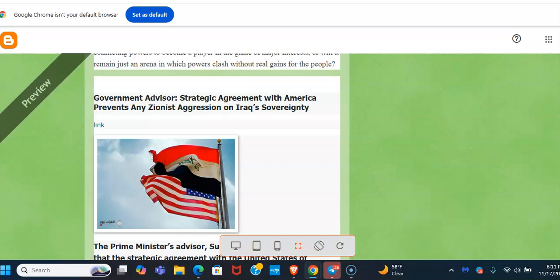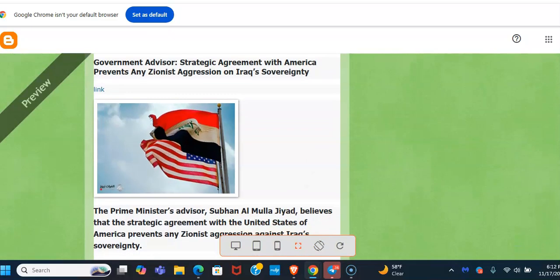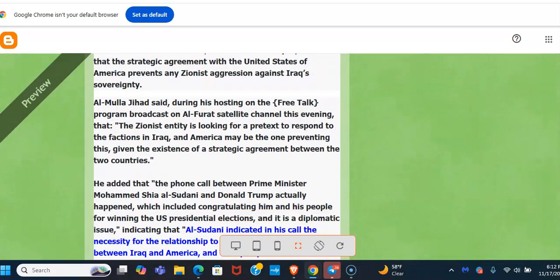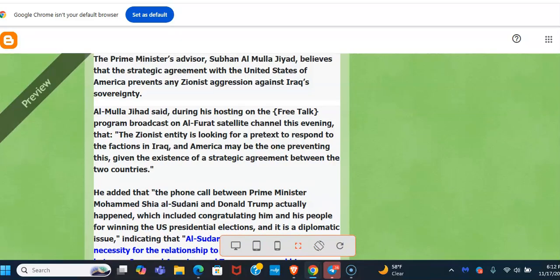So then here's this one. The title's a bit deceiving. It mentions the T-Man, so that's why it's there. But here's the title: Government Advisor, not Muhammad Saleh, because this isn't monetary, this is like a military thing. Strategic agreement with America prevents any Zionist aggression on Iraq's sovereignty. So this article is saying that because of that strategic agreement that we have, these areas around Iraq are not going to strike Iraq.